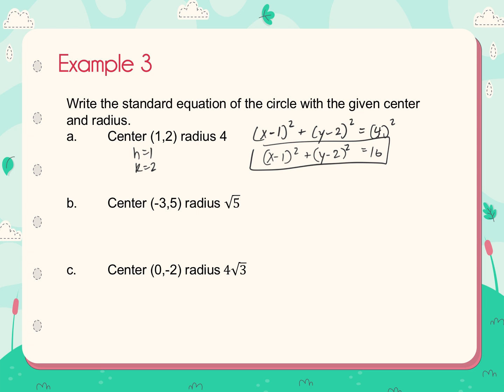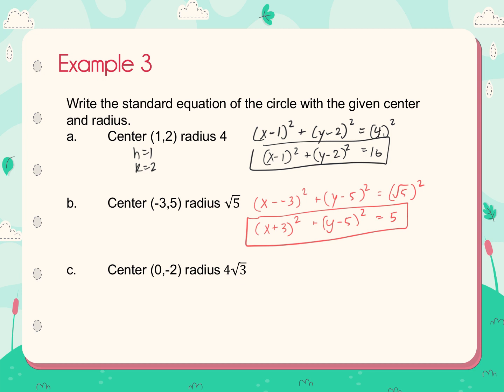When we come to the next one, it's going to be x minus negative 3 squared plus y minus 5 squared equals the square root of 5 squared. So minus minus is going to be x plus 3 squared. Then y minus 5 squared equals 5. And that's the answer. That is the equation of that circle.